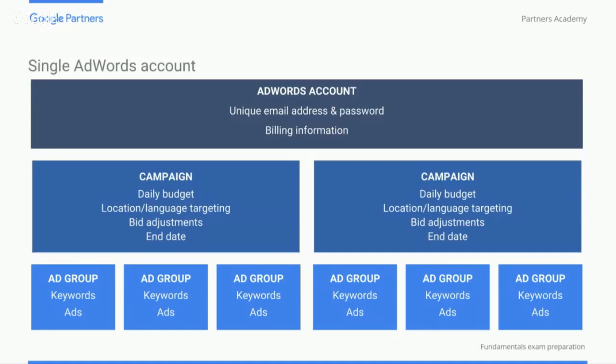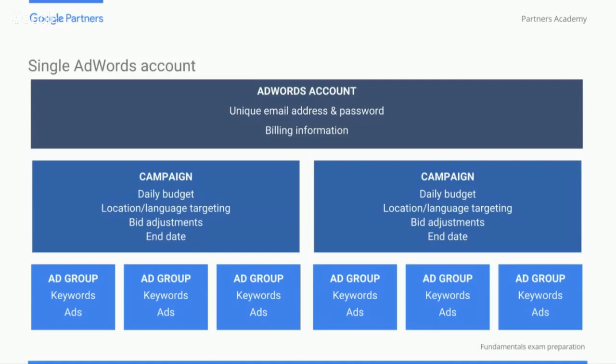Beneath campaigns, we have ad groups. And ad groups are the home of the keywords and the ads. So within an ad group, the keywords should match closely to the ads that also match the specification in the settings of the campaign that we're trying to target.